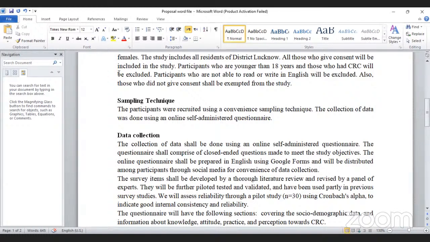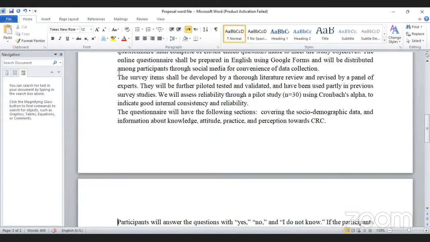So, sir, I will develop Google forms, and then also I will try to do a pilot study on a small sample size, like 30 participants. And then I will check for the consistency and reliability. And if it is good, then I will do it on a larger scale. And I'm planning to collect socio-demographic data and information about the knowledge, attitude, and practices and perceptions towards CRC.